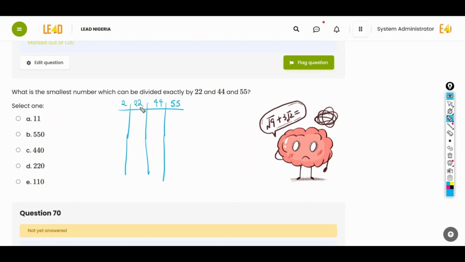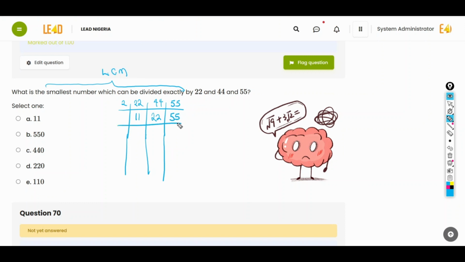I can work with 2. 2 in 22 is 11. 2 in 44 is 22. And then 2 in 55 doesn't work. Remember, we're finding the LCM, right? This basically means the smallest number that all of them can divide without a remainder. That's the LCM. So 2 in 55, we just put down 55.